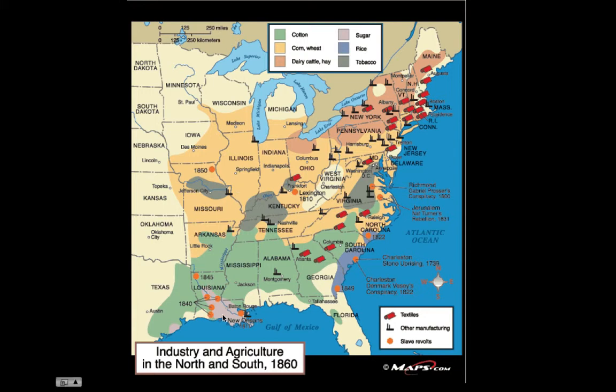I mean, obviously you do have sugar down here in Louisiana, and you've got rice down here along the Atlantic in Georgia, South Carolina, and North Carolina. But for the most part, most of their land is being used for cotton. And in the North, you've got all kinds of industry, be it textiles or other manufacturing.